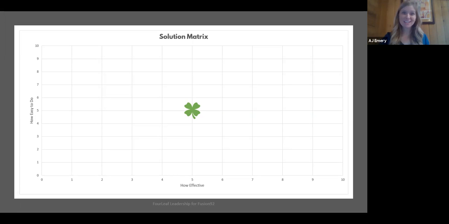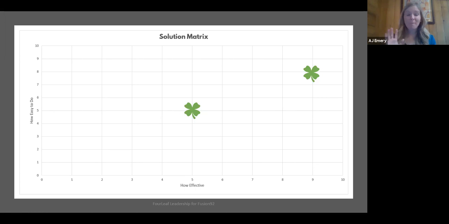And then you look at its effectiveness and you say, oh yeah, this is absolutely going to be a 9 on my effectiveness level. This is super effective and super easy. So you plot that point. So if you take a moment to look at your screen, you'll see that I've plotted it at 8 for how easy it is to do and 9 with how effective it is.